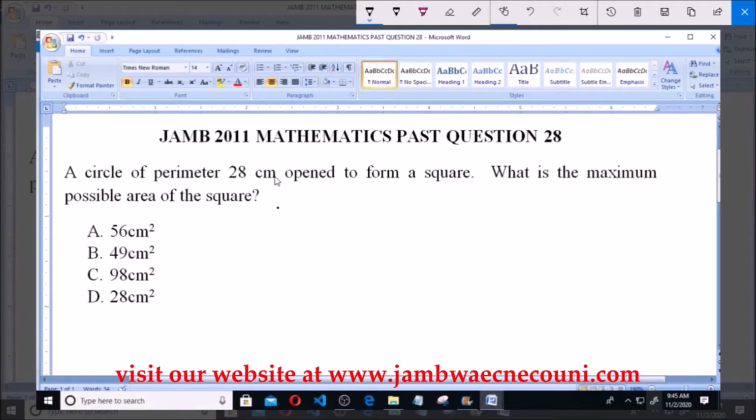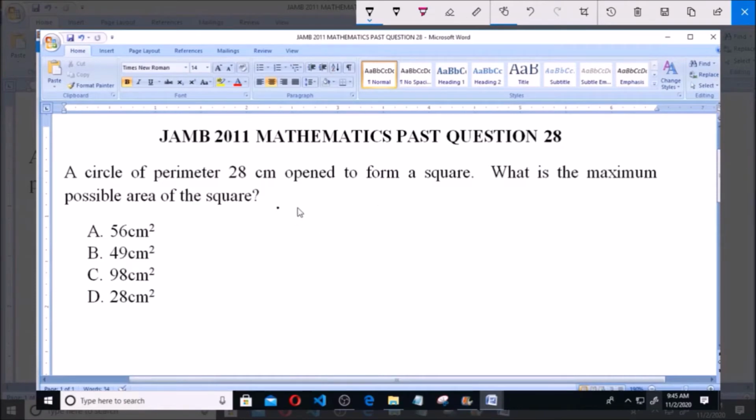Now the perimeter of this circle is 28 cm, and it is opened to form a square. It simply means that the perimeter of this circle is equal to the perimeter of the square.